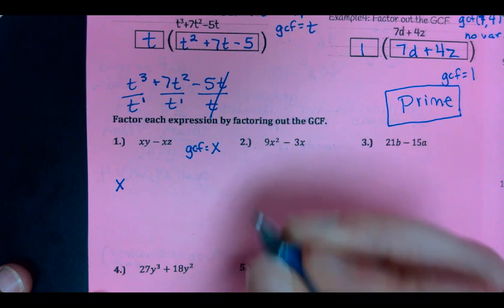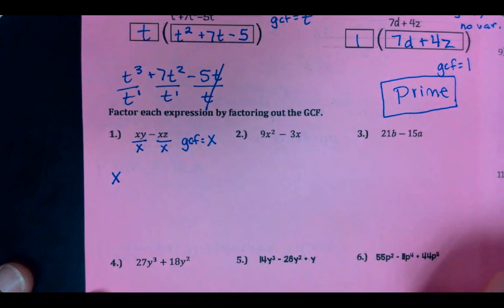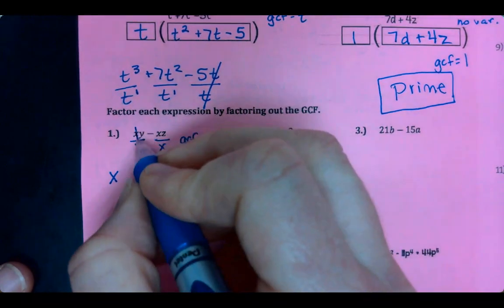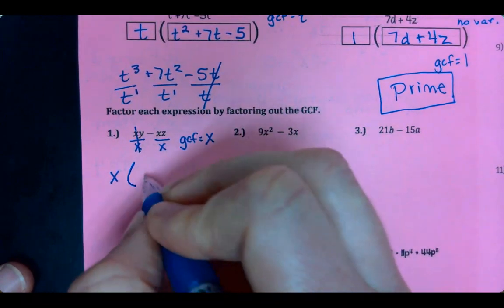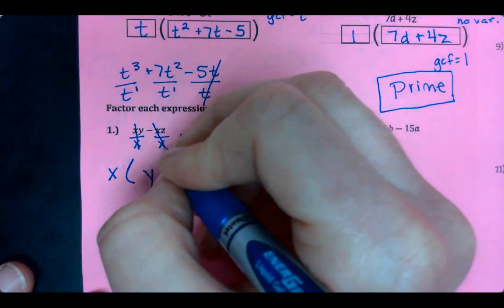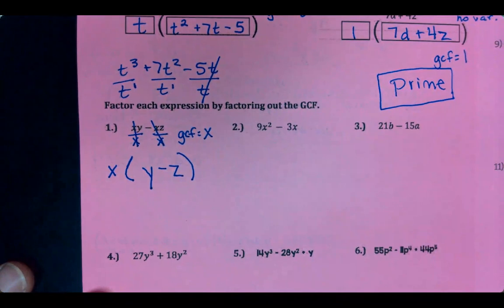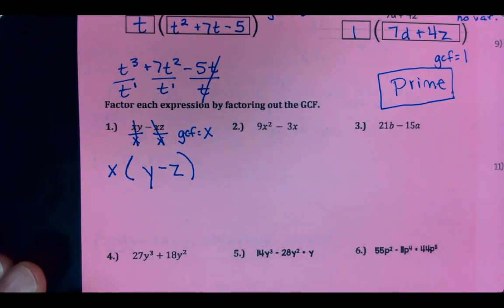And we're going to divide everything by x. Whenever you do that, the x's cancel. We're left with y and then minus z. So we factor out an x. When you factor, you're going to divide by your GCF, which was just x, and then you list out everything left.